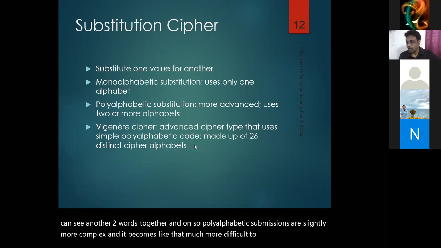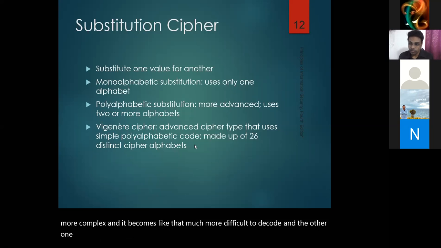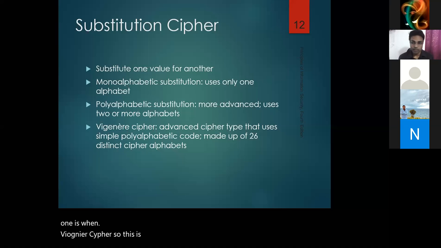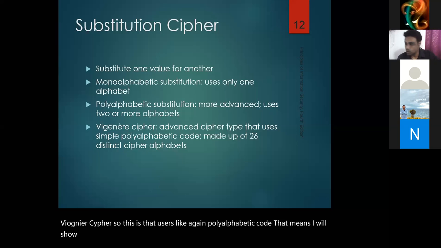And the other one is the Vigenère cipher. This again uses a polyalphabetic code. That means I will show you this Vigenère square.